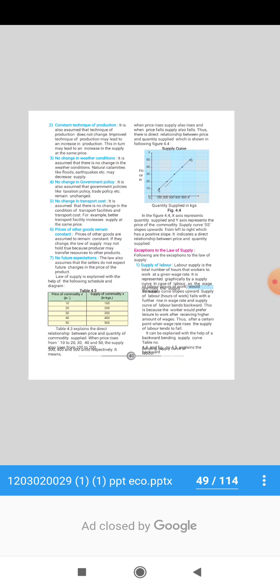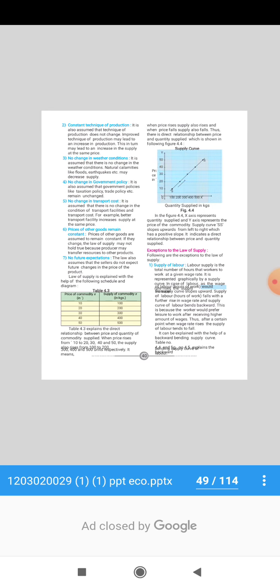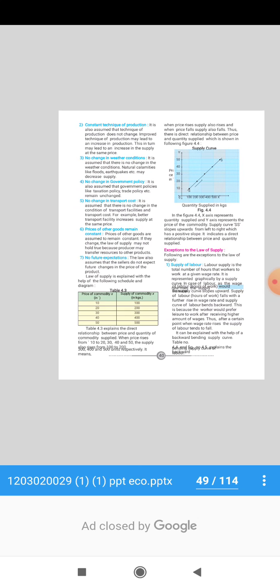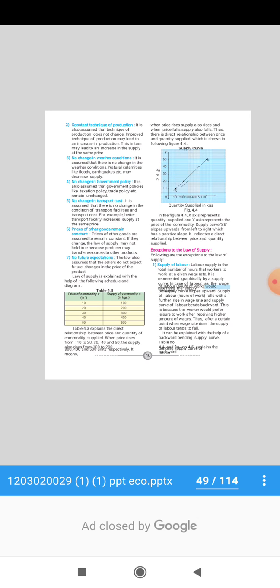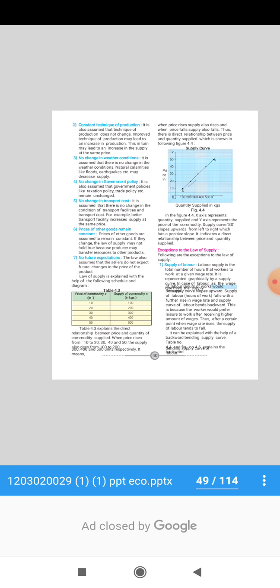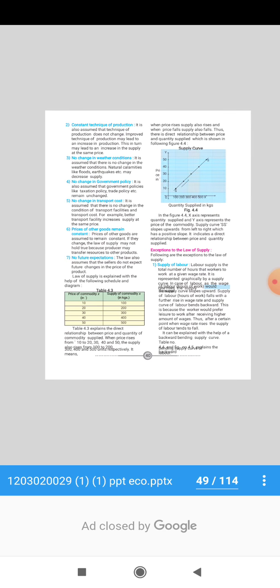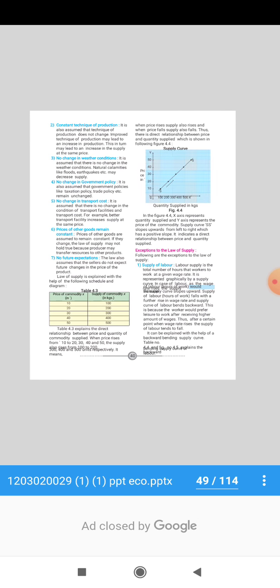So the next thing is exceptions to the law of supply. The first exception is the supply of labor. Labor supply is the total number of hours that workers are willing to work at a given wage rate, and it is represented graphically by a supply curve. In the case of labor, as the wage rate rises, the supply of labor also increases.